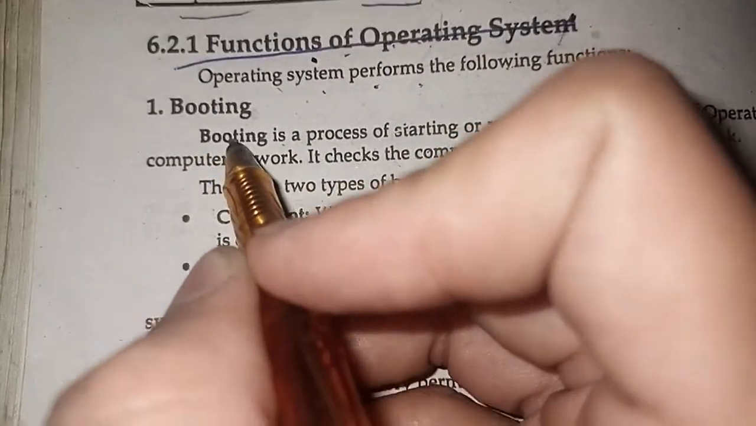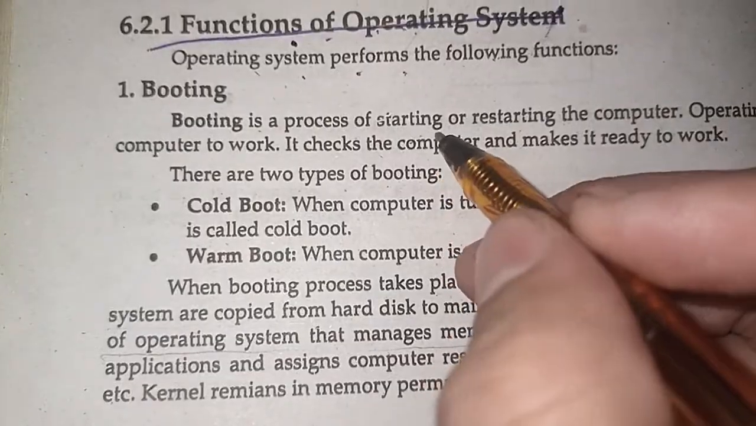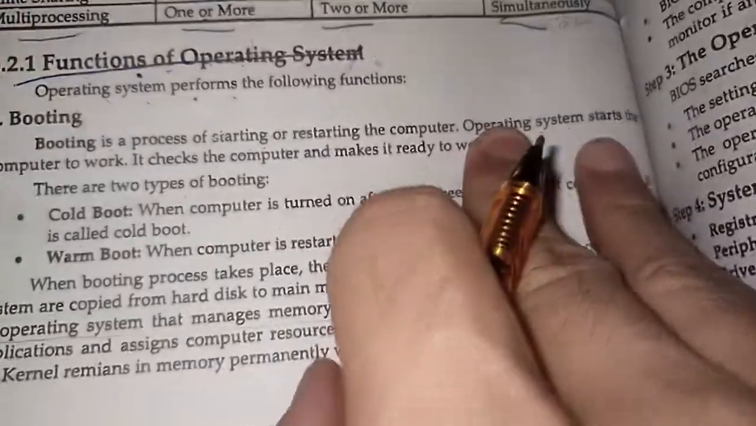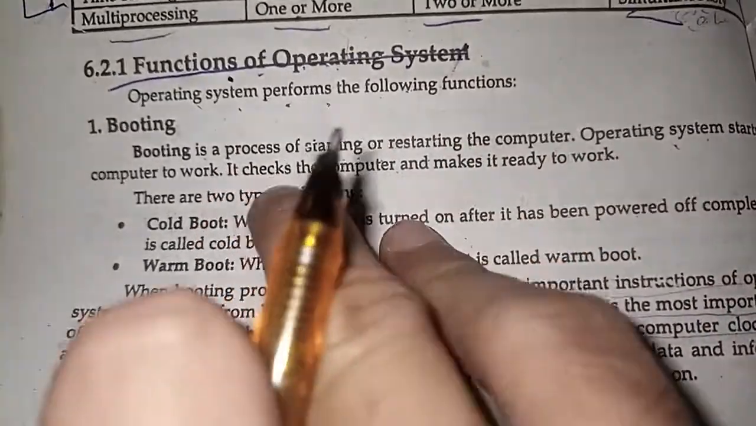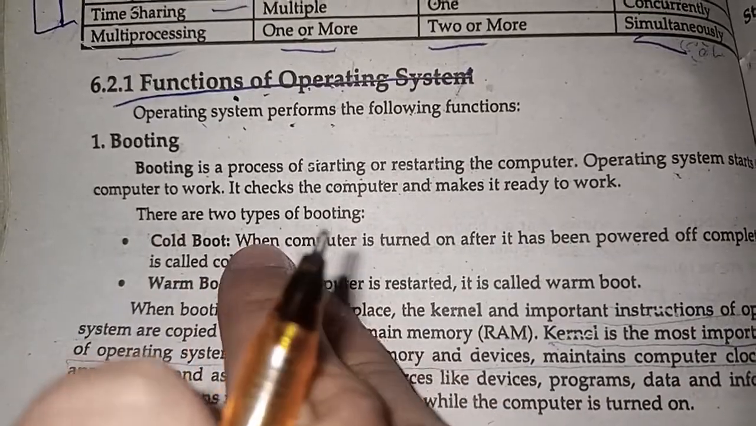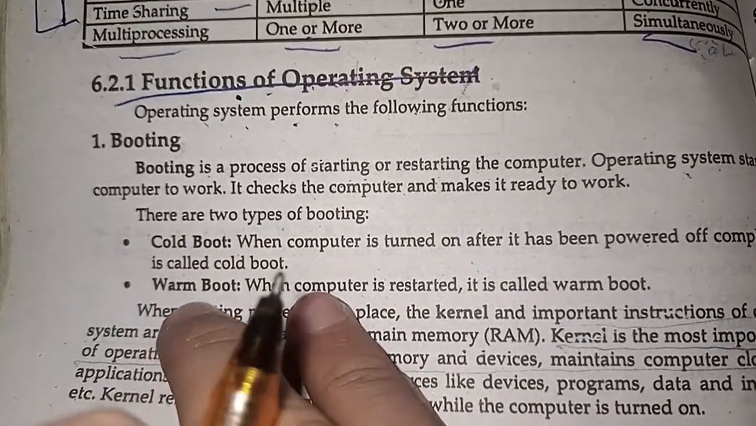Functions of operating system. Operating system performs the following functions. First function is booting. Booting is a process of starting or restarting the computer. Operating system starts the computer to work. It checks the computer and makes it ready to work. There are two types of booting: cold boot and warm boot.